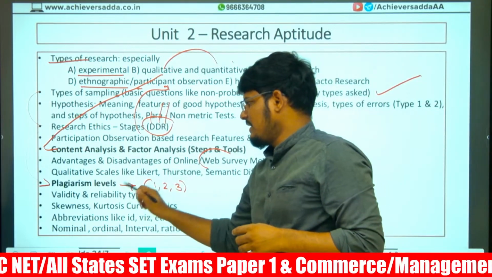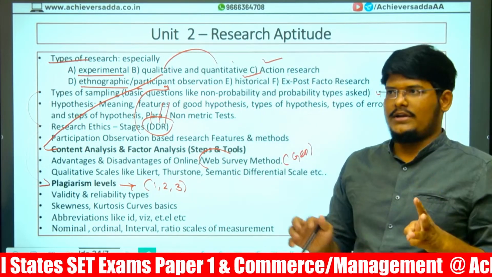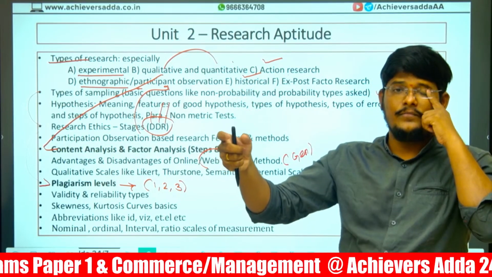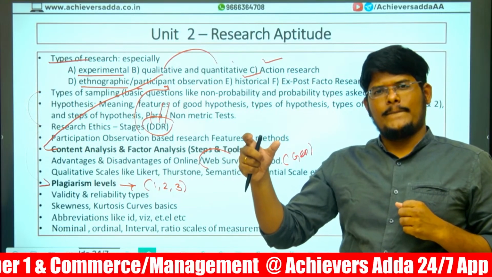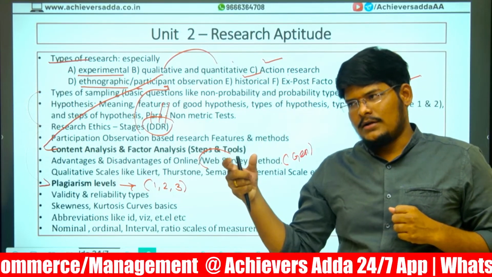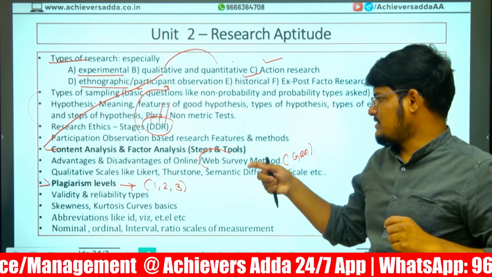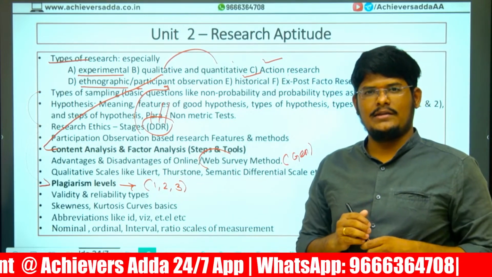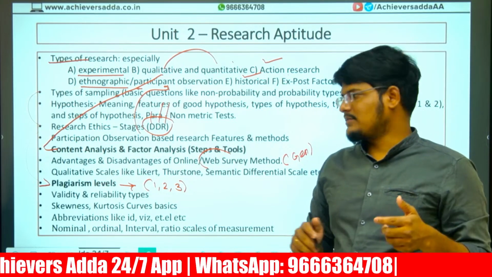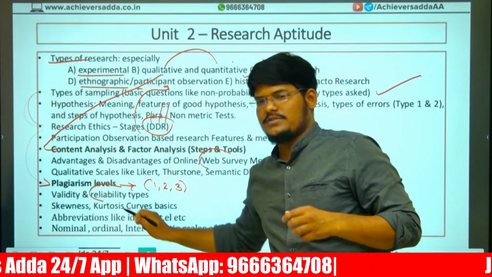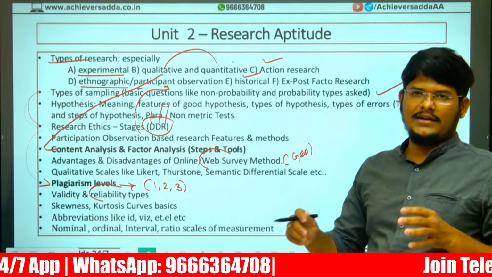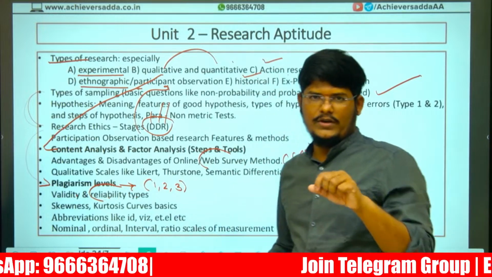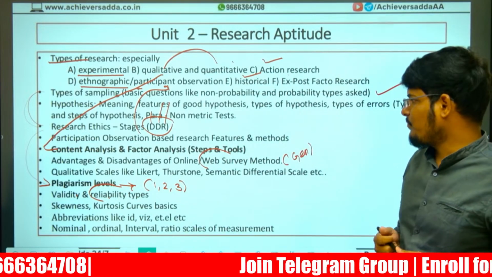And next one is validity, reliability. Types of validity: criterion validity, concurrent validity, test validity, even face validity, those types of validities. Reliability also: test and retest reliability, split-half reliability, parallel form reliability. Types of reliability are 4 and validity types are more than 10. I covered both in the YouTube video. You can just type the topic with my name.